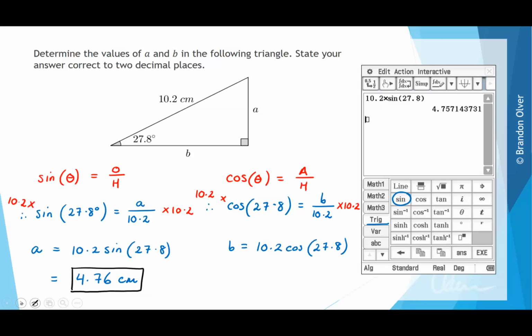And once again, to get the decimal of that, we need to use a calculator. So we put in 10.2 times cos of 27.8, and that is equal to 9.02, correct to 2 decimal places, and the units once again centimetres. And just as a reminder for the calculator, as this is given to us in degrees, we need to make sure degrees is showing down the bottom of the calculator in the settings to make sure these values are correct.